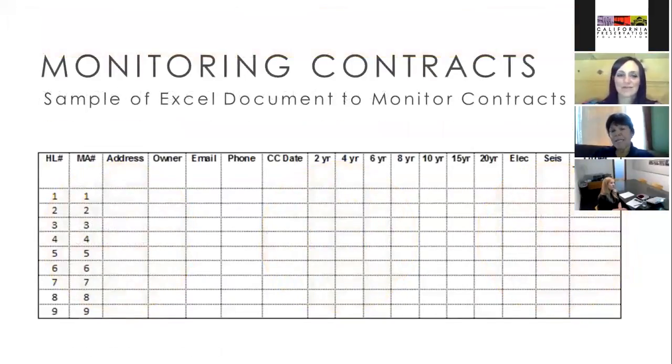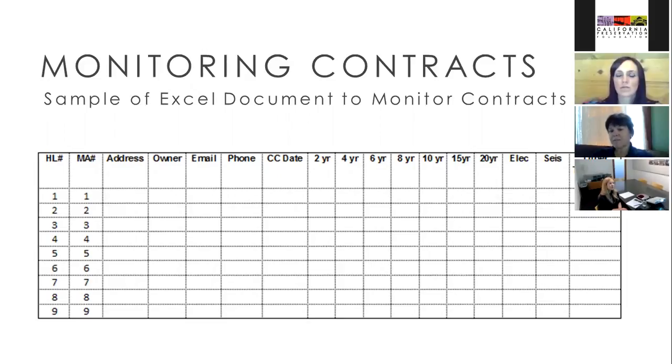So here I'm giving you an example. This is an Excel chart that I designed to monitor our contracts, and this would be individualized for you. But I have the Mills Act and the historic landmark number. I'd have the address, the owner, the email, phone number. I put the city council approval date because from that date, every 2, 4, 6, 8, 10 years is when I would require those updates.